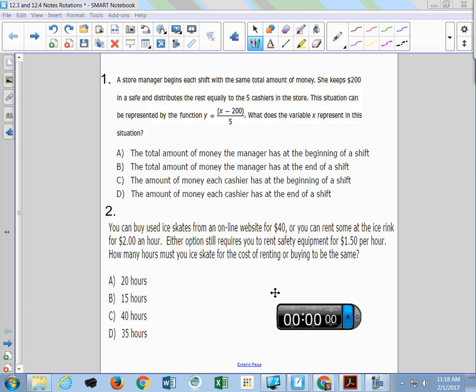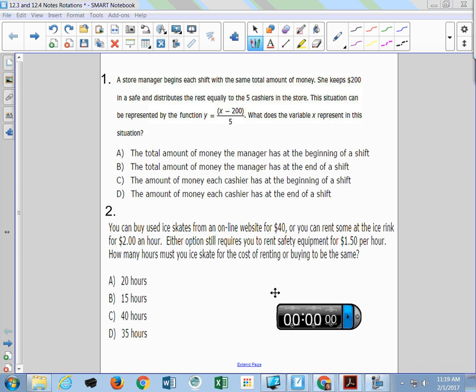All right, time's up. Let's look at number one. It says a store manager begins each shift with the same total amount of money. She keeps $200 in a safe and distributes the rest equally to the five cashiers in the store. This situation can be represented by the function y equals (x minus 200) divided by 5. What does the x represent in this situation? A says the total amount of money the manager has at the beginning of the shift.